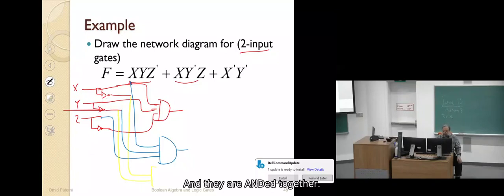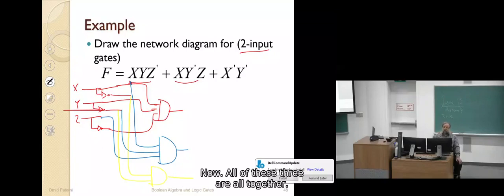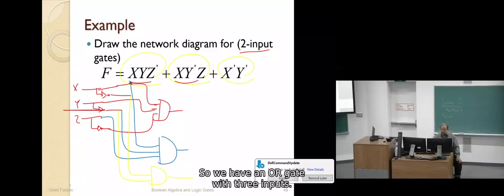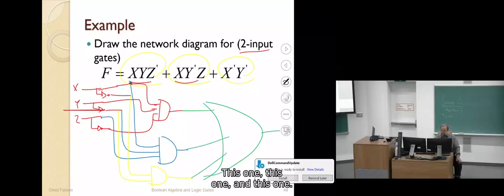And they are ANDed together. So we have these three terms. Now, all of these three are ORed together. So we have an OR gate with three inputs. Which color do I use? Green. So we have an OR gate with three inputs. This one, and this one. So this is the implementation of our function, but with three input gates.